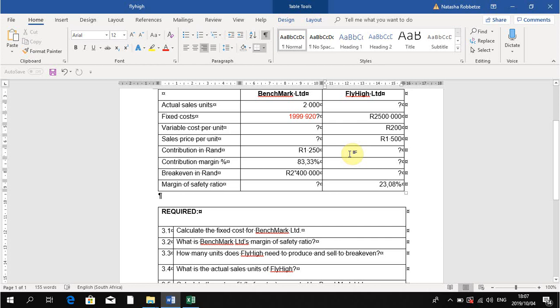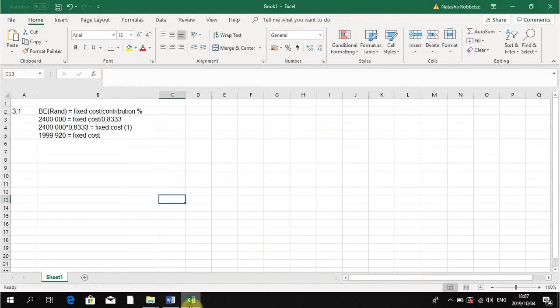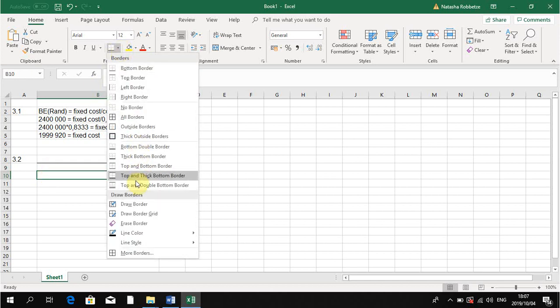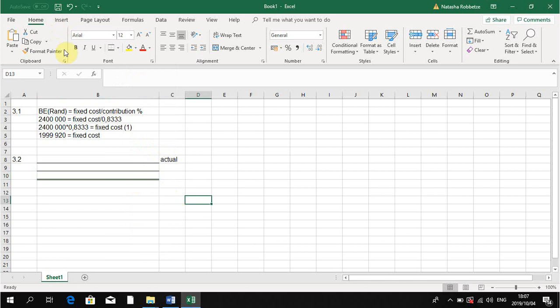this instance. All right, in 3.2, they say they want to know for Benchmark, what is the margin of safety ratio? So margin of safety means that we want to measure by how many units we are safe. So if margin of safety can be demonstrated, let's suppose that this line is my actual sales. We are on 3.2. And if I have break even, let's take another type and draw, let's say, no, that will not work.